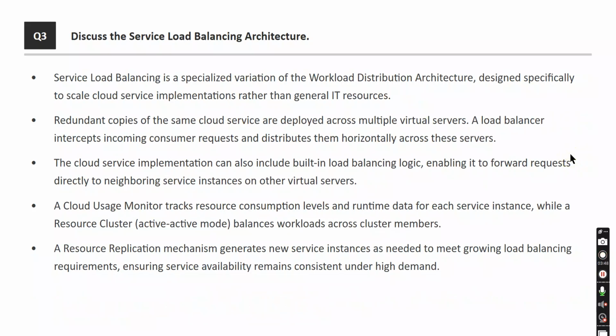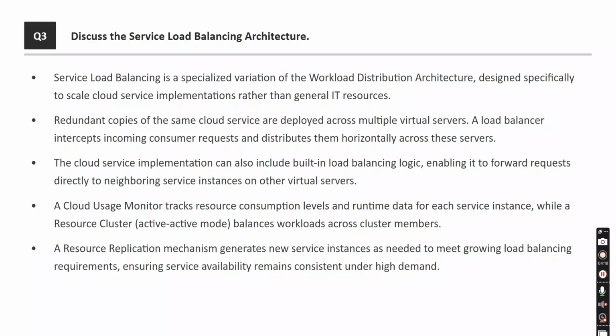Now, for question 3, which asks us to discuss the service load balancing architecture. The service load balancing architecture is essentially a specialized version of the workload distribution architecture. The key difference is that it is designed specifically for scaling cloud service implementations rather than general IT resources. So, here is how it works.